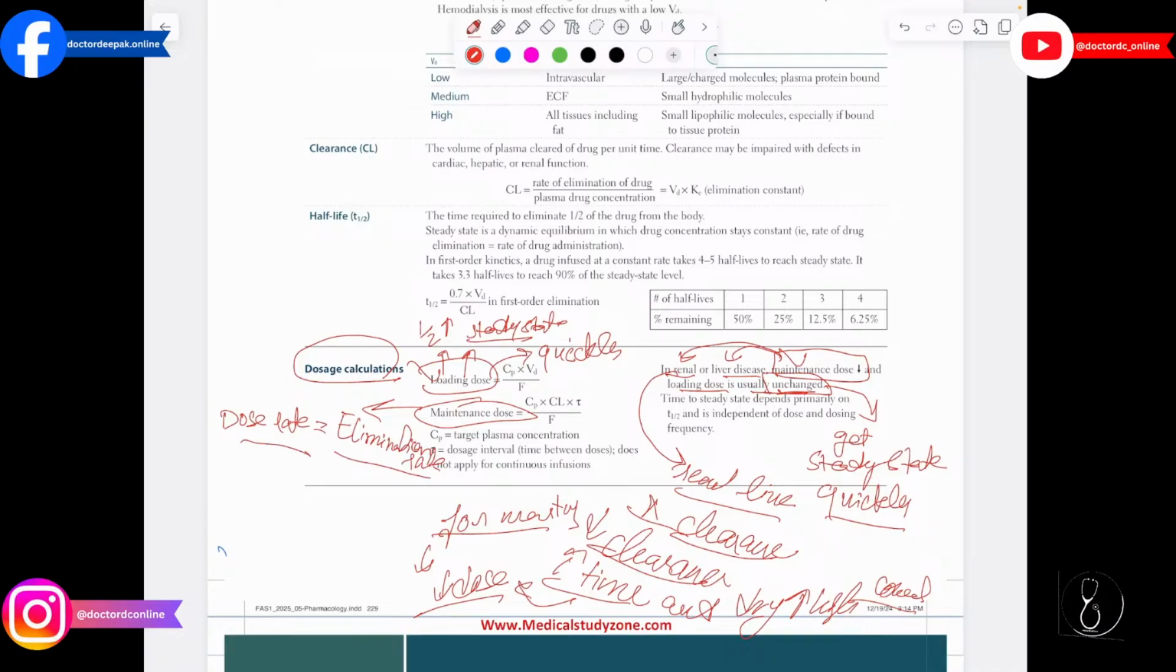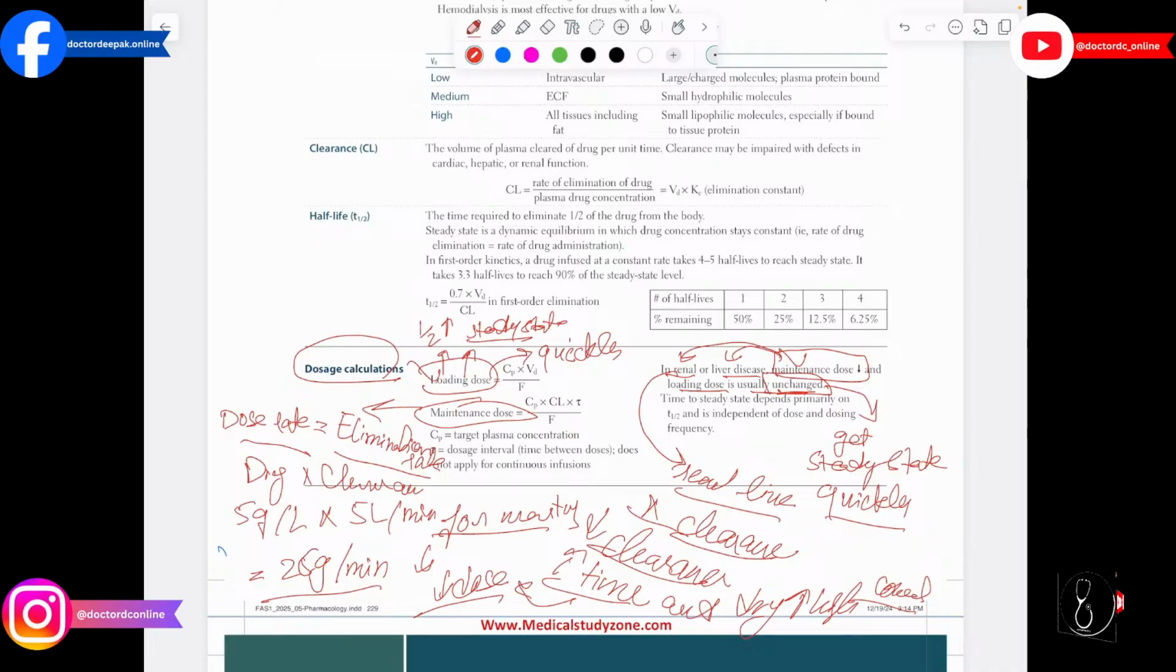Okay, that dose rate is equal to the elimination rate. The elimination rate is the drug concentration multiplied by clearance. For example, we are taking a drug with a concentration of 5 grams per liter, and the clearance is 5 liters per minute. So our dose rate will be 25 grams per minute. Every minute, we have to give 25 grams to the patient to maintain the therapeutic dose.